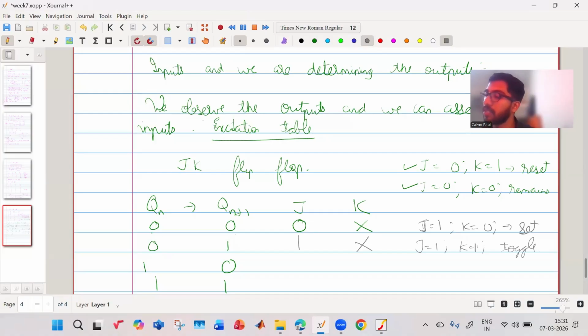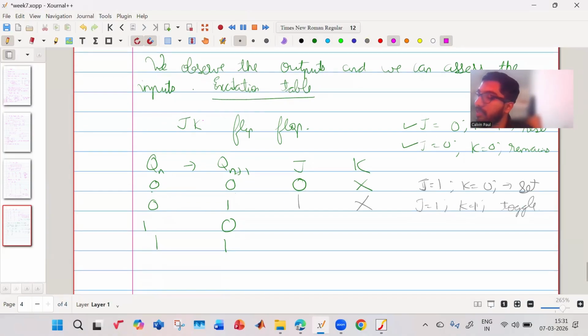Similarly, we'll consider this case. Qn is going from 1 to 0. 1 to 0 means again J equal to 1, K equal to 1 could be possible. That means you're toggling it. Or J equal to 0 and K equal to 1. That means you're resetting it. Both could have been possible. So that's why J is anything, and K in this case is 1.